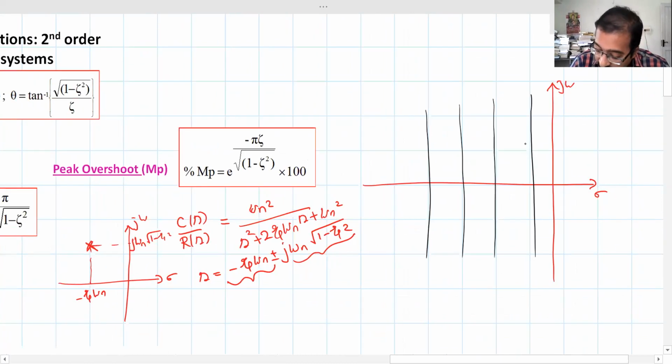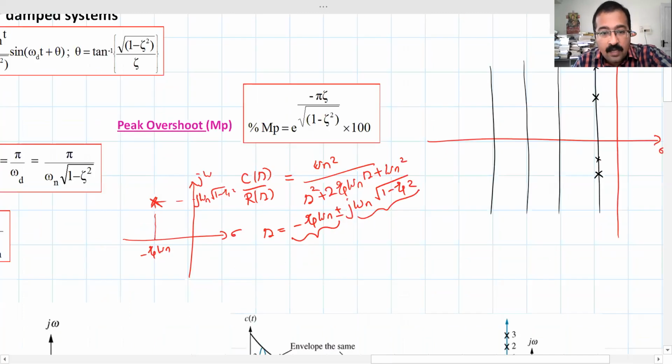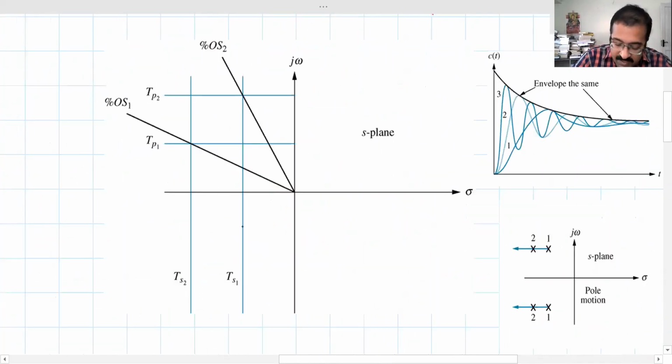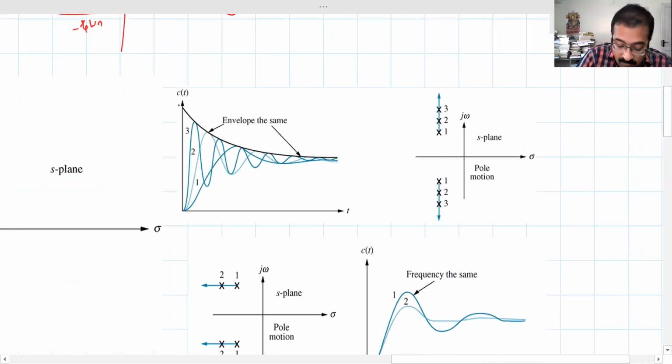That means along a given vertical line, my settling time will be constant. Okay, along this vertical line, wherever I place my pole, settling time will be constant. If I change the vertical line, settling time will be different. Again, a different settling time. Okay, that is what is shown here. So along the S-plane, vertical lines represent constant settling time lines. So that means the settling time will remain constant.